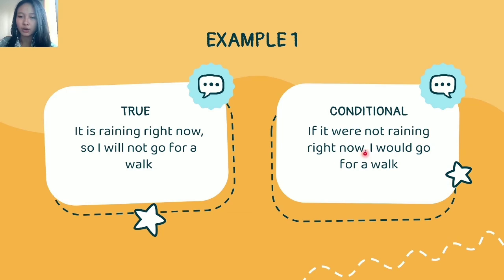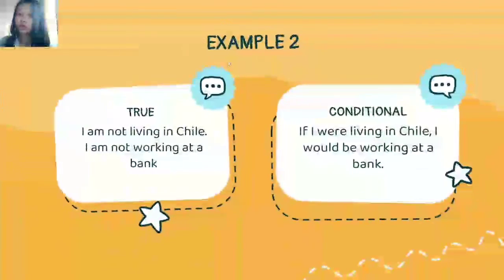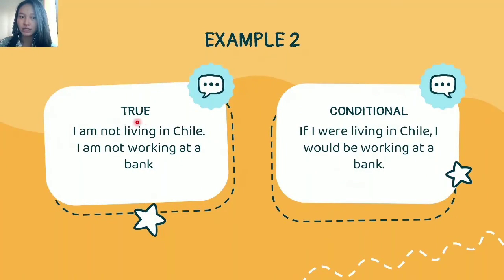For another example, the true sentence is, I'm not living in Chile, I'm not working at a bank. For the conditional sentence, it's, if I were living in Chile, I would be working at a bank.